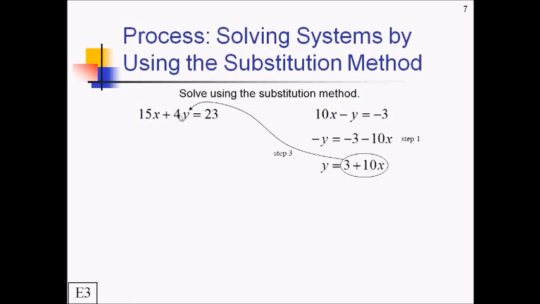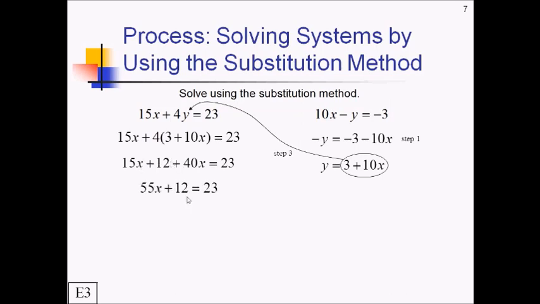So we've got 4 parentheses 3 plus 10x. Distributing that, we've got 12 plus 40x. And then combining like terms, we're going to have 55x on the left side. On the right side, we can subtract the 12 to get 11. And now we just have to divide both sides by 55 to get x. 11 over 55, that's going to actually reduce to 1/5. So that's our x value.